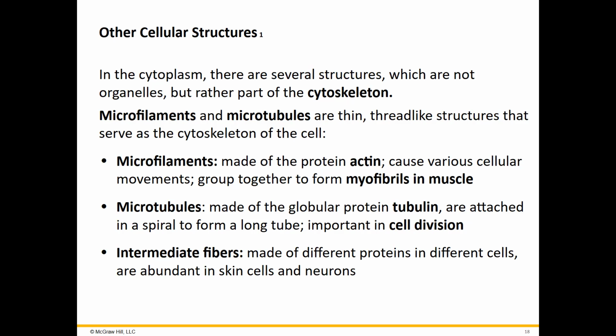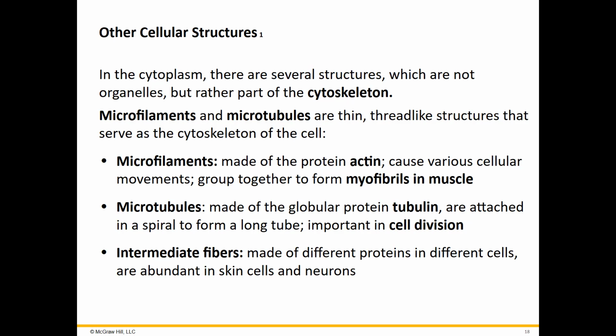Microtubules are made up of a protein called tubulin, and they're involved in cell division. That's what I want you to know. They create long web-like things that are important for cell division.